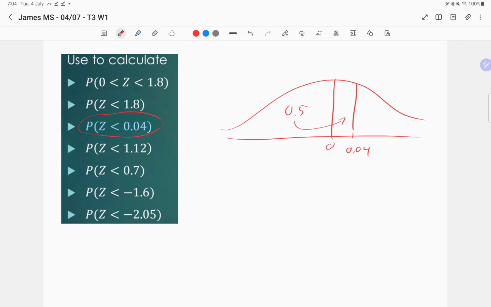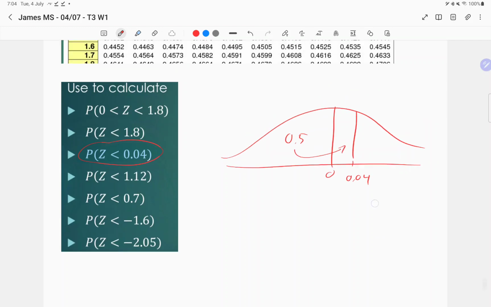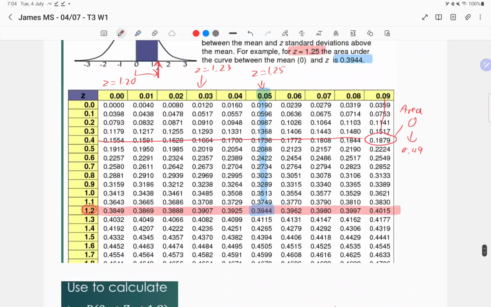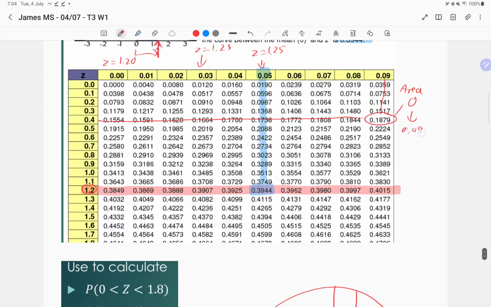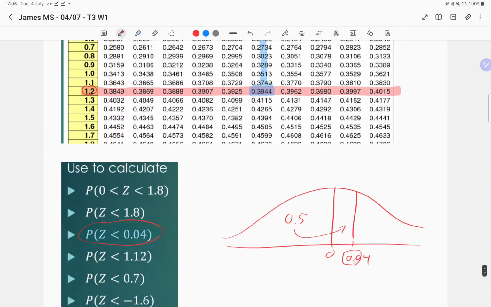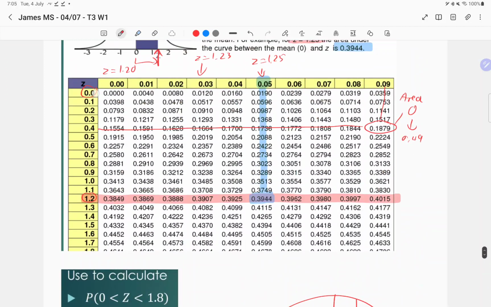Right? And from 0 to 0.04, use the table. So first 0.04, look at the first two, the first decimal place is 0. So you look at 0.0 and then you look at 0.04. So that means that area is 0.0160.